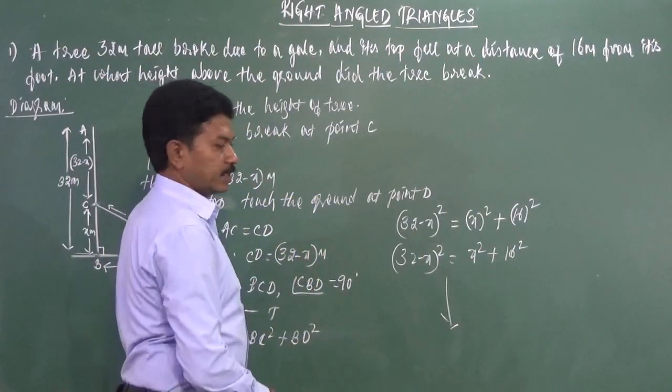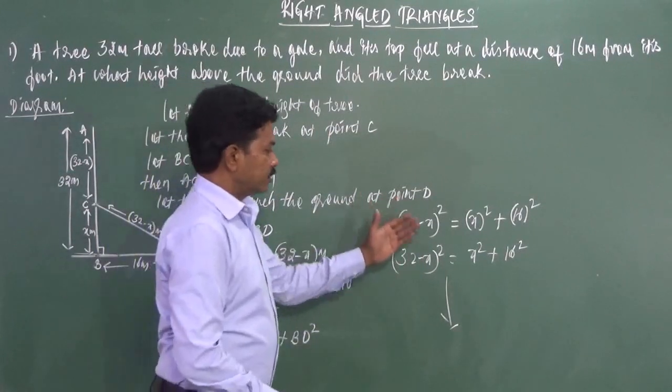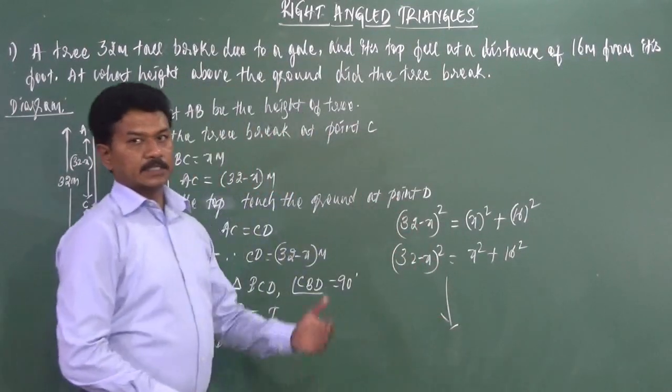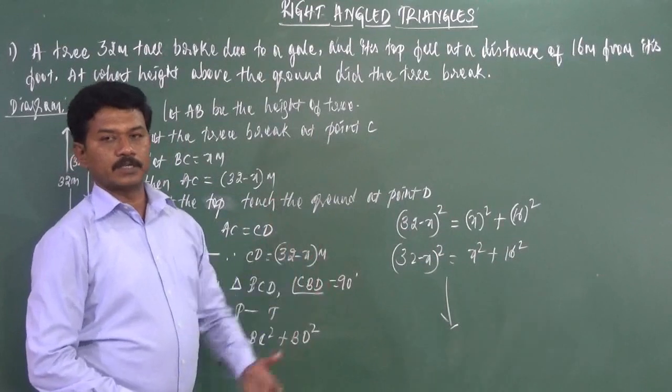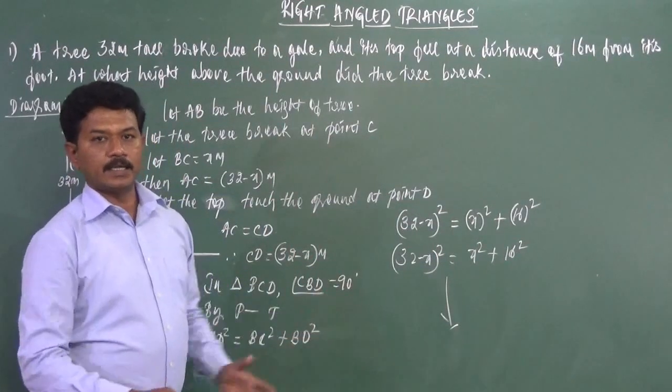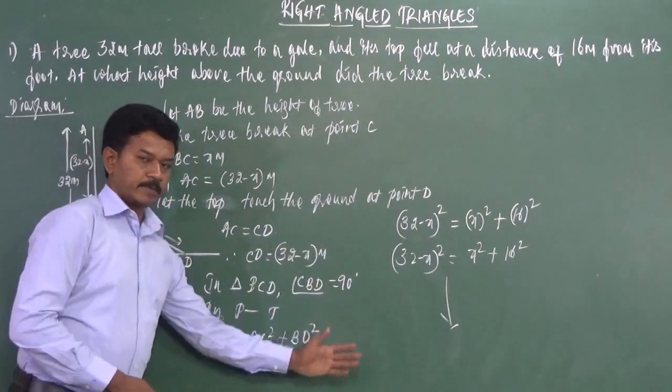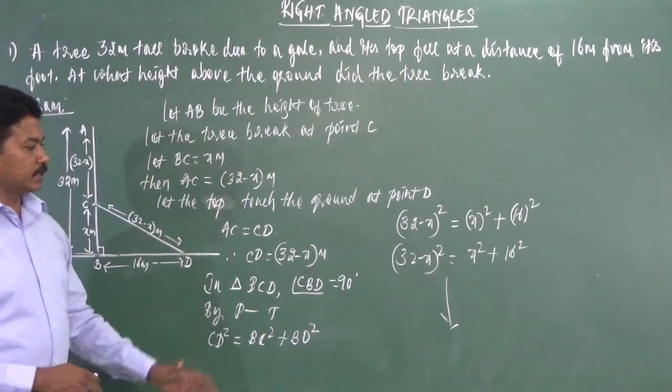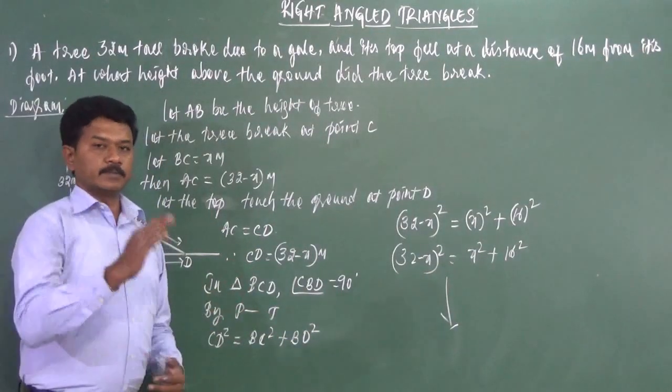You may get a quadratic equation. Please solve it by the sum and product method and reach the positive value of X, because length is always positive, length can never be negative. I hope you will continue the problem. Please send me the answer of this problem through the WhatsApp group.